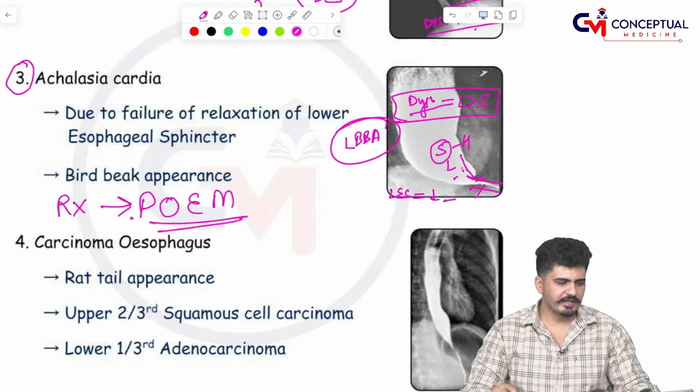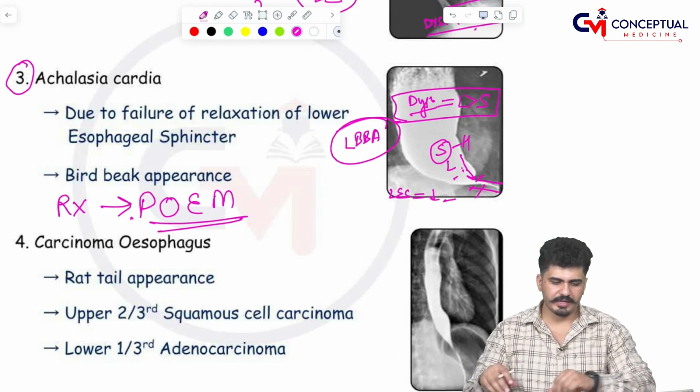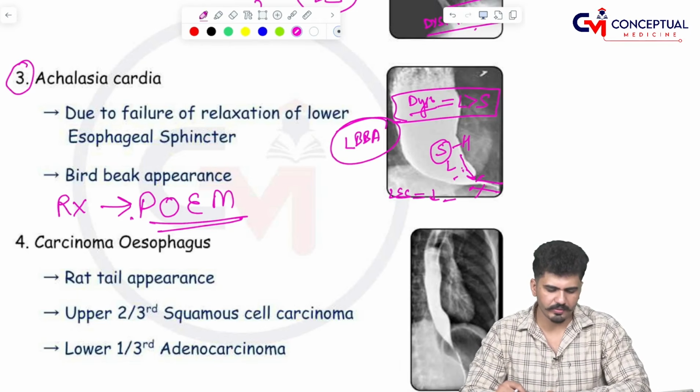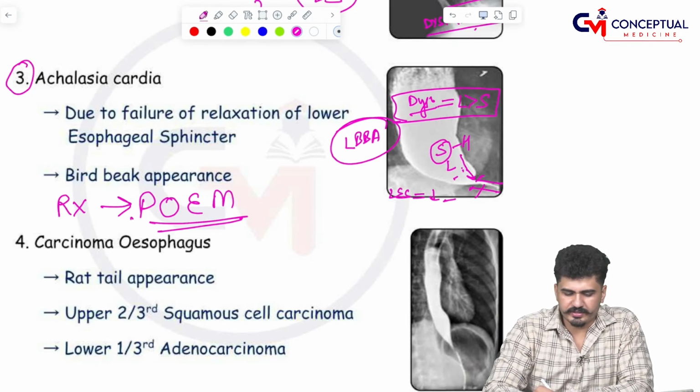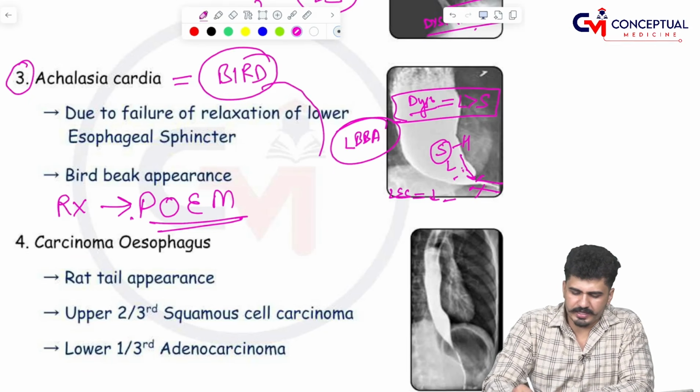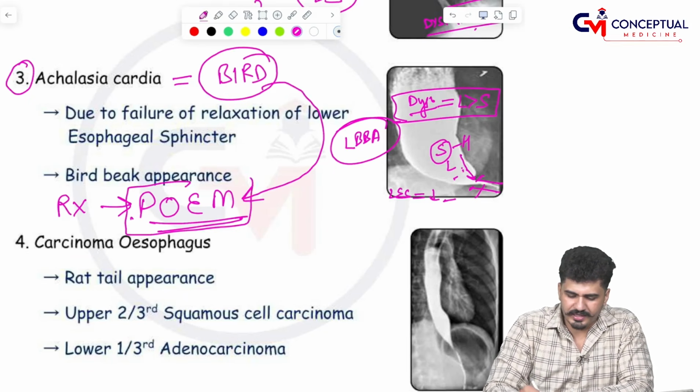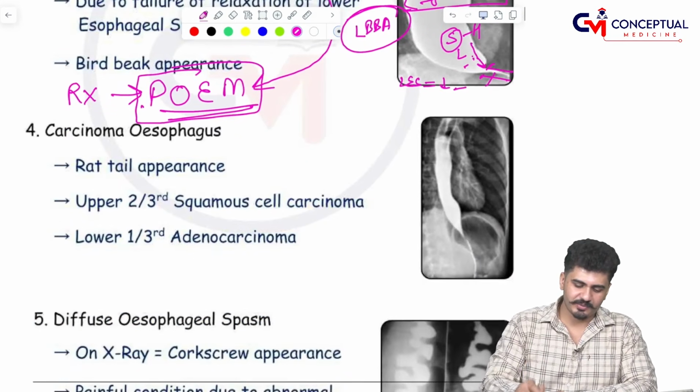So here, achalasia is also done and dusted. Now, per oral endoscopic myotomy. तो यहाँ आपको निमोनिक कैसे याद रखना है? Achalasia में बर्ड बीक साइन देखने मिलता है, और बर्ड क्या गाता है? पोएम गाता है. Let's talk about the next, carcinoma esophagus.